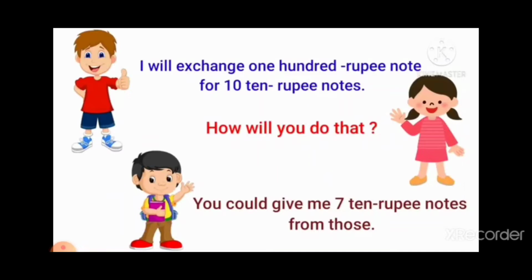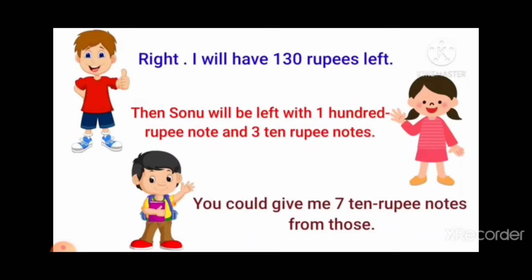So Sonu can give Nandu 7 ten rupee notes from those 10 notes, and that will be 70 rupees. So 7 tens is 70. So 7 notes of 10 rupees Sonu will give to Nandu. Now how many notes will be left with Sonu? Yes, Sonu will be left with 1 note of 100 and 3 notes of 10 rupees each. So Sonu will have 130 rupees left with him.